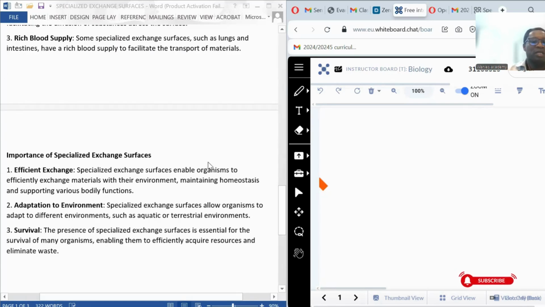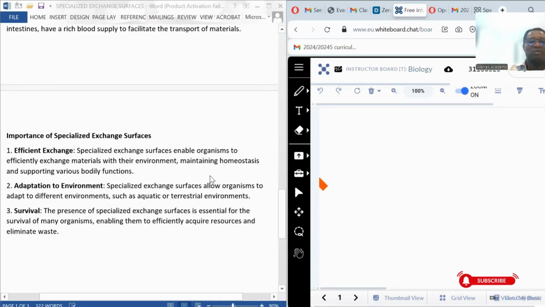Let's see some importance of specialized exchange services. Now, it allows for efficiency in exchange of material. Specialized exchange services enable organisms to efficiently exchange materials. It allows for the ease at which materials move, and by so doing, the body maintains a constant internal environment.